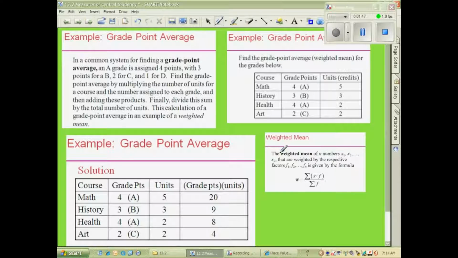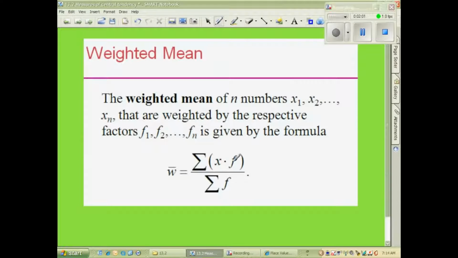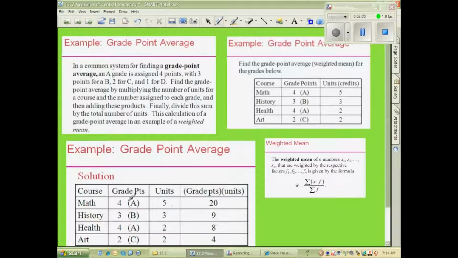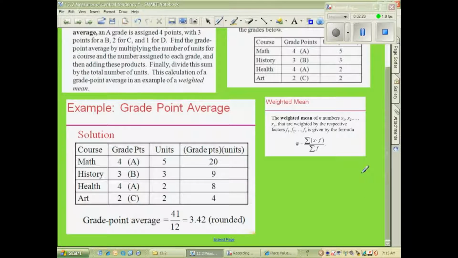Alright, so what they do down here is they start this problem off for us. They're telling us we scored an A in the math class. So we take that, and we have 5 units for that class. We multiply them together, our grade points times our units. And that right there is where we're taking our x times our f. Then they have our x times our f, and our x times our f, and our x times our f. So we find the product. So now we've done the numerator. Let's go ahead and write that down and show everyone what's going on at this point.